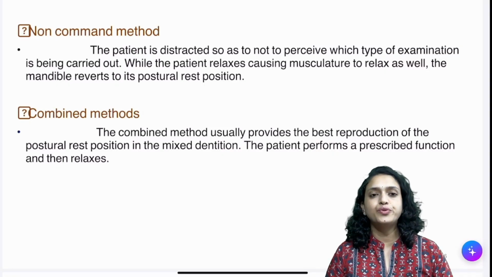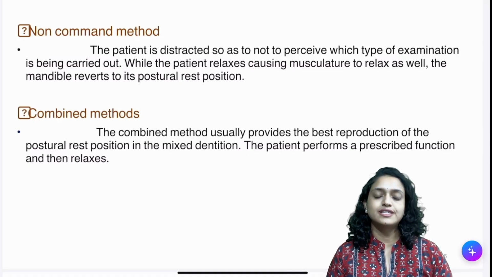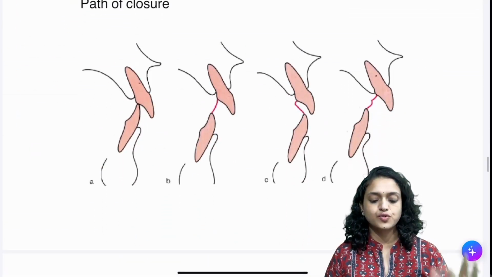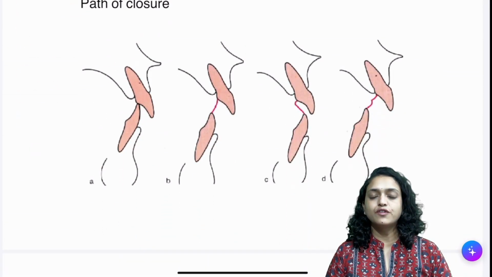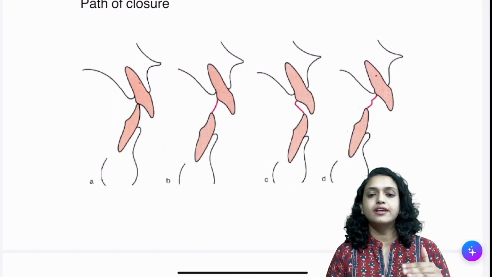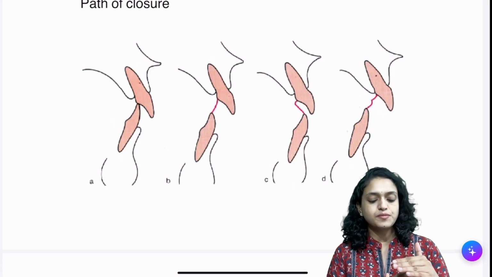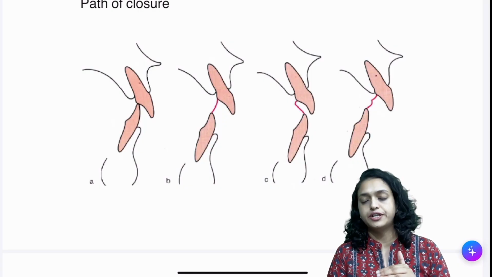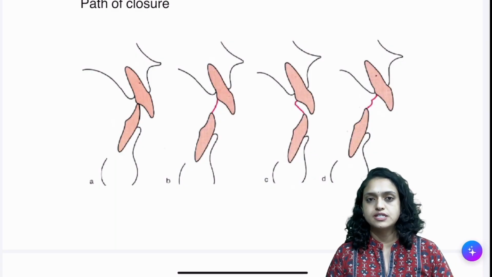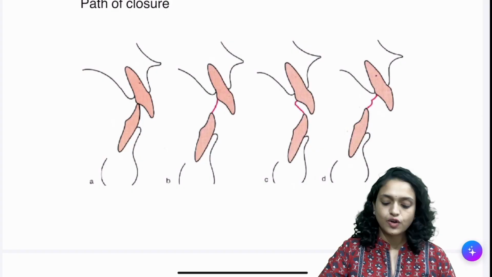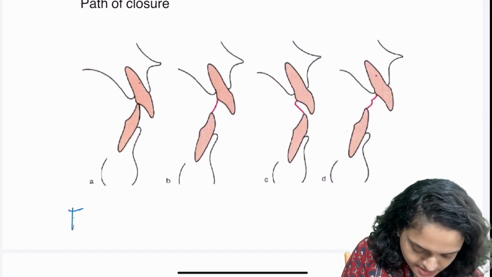So what do you do after getting the patient to postural rest position? There is something called the path of closure. Path of closure is the path the patient takes from the position of postural rest to the position of maximal intercuspation. So why is this important? There are something called functional disturbances.